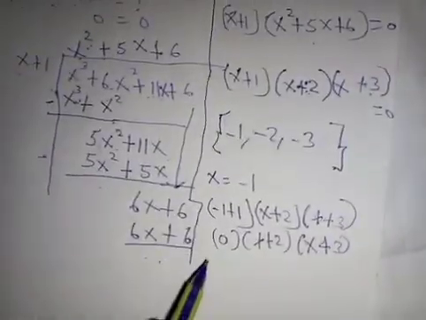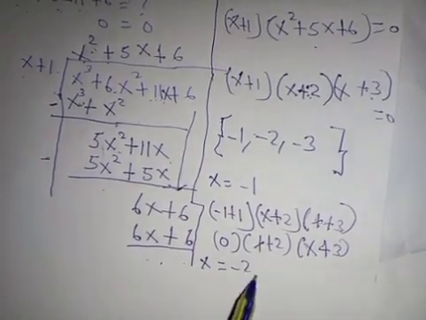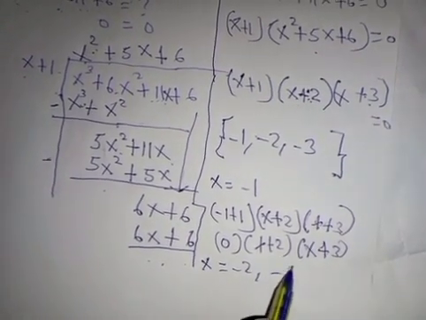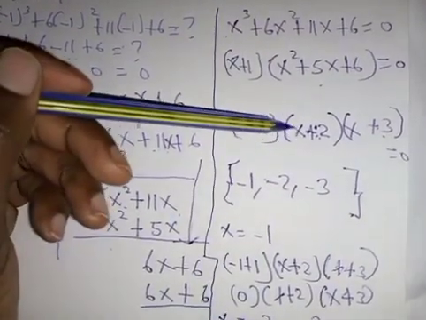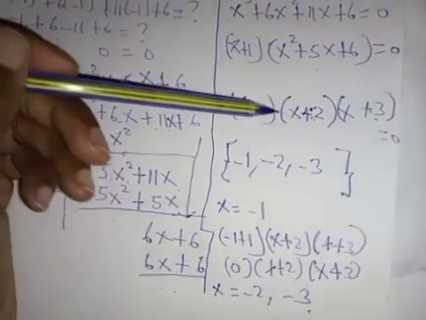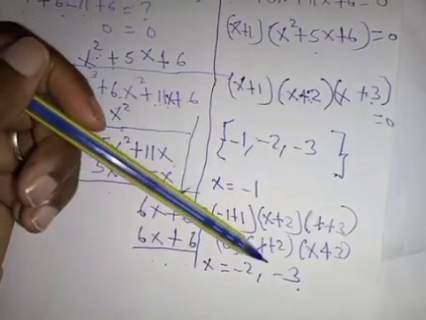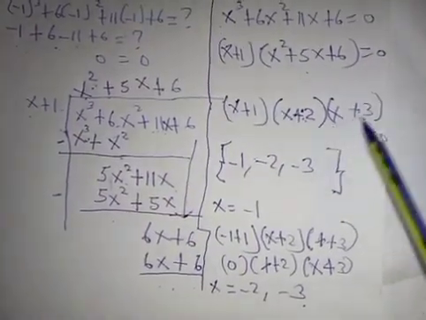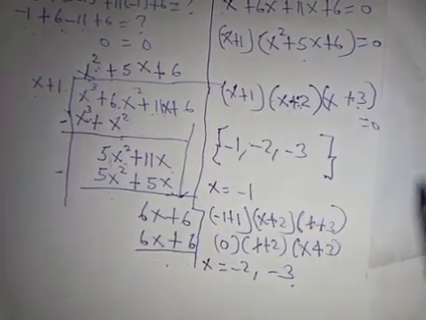Similarly, when x is equal to -2 or -3, you can see clearly from here that -2 plus 2 is 0. So when you multiply this number by 0, the result will be 0. Also, when x is equal to -3, -3 plus 3 is 0. 0 times these values will give you 0.